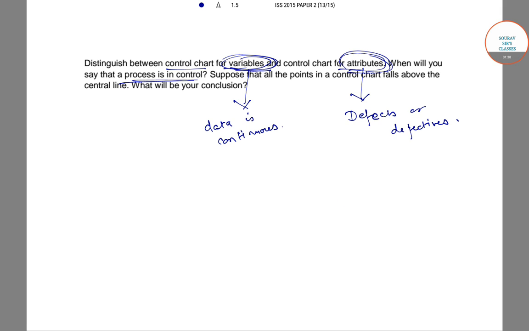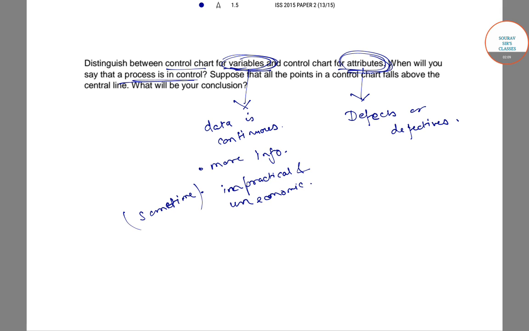And even though this control chart for variables provides more information, sometimes it becomes very uneconomic. So it becomes impractical and uneconomic.